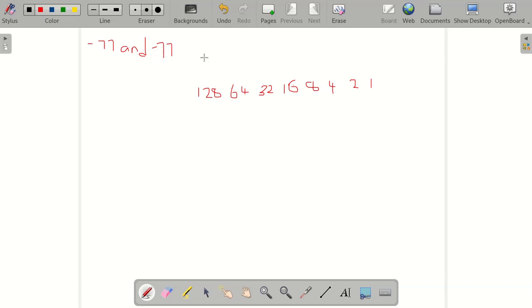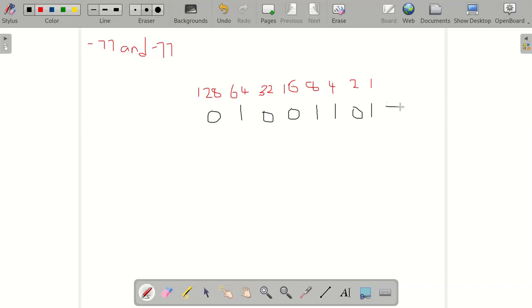Remember, a negative number is affected by the complement, and in this case we are dealing with the 1's complement. For us to get 77, we start at 64, so I'll put a 1 there. 64 plus 16 is 80, so we cannot choose that. 64 plus 8, we have 72. 72 plus 4, we have 76. Then plus 1, we have 77. Let's verify: 64 plus 8, 72. Plus 4, 76. Plus 1, 77. So this is our 77 in binary.